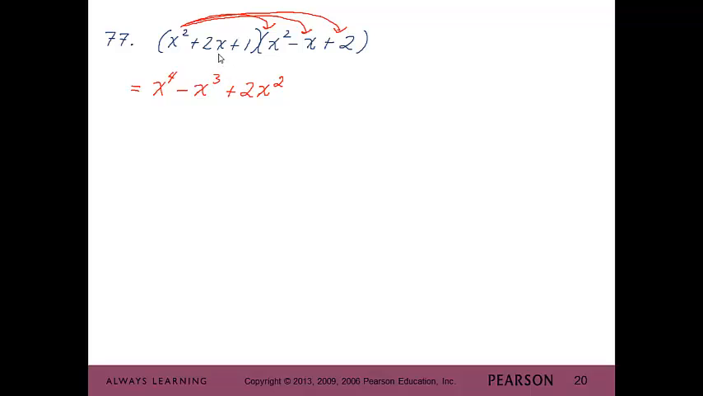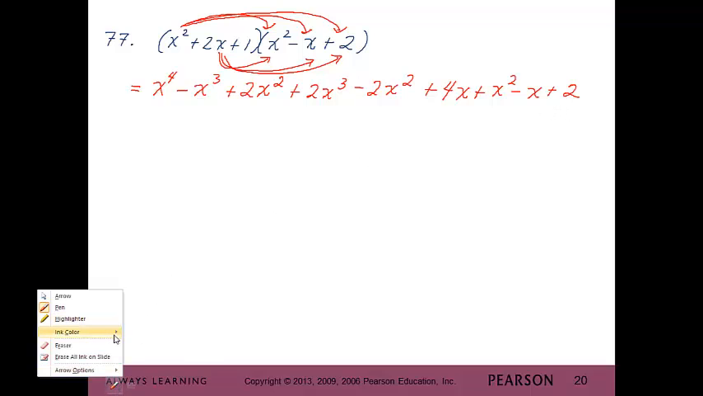And then moving on, we're going to do 2x times x squared, which is going to become plus 2x to the third power. And then 2x times negative 2x is negative 4x squared. And then 2x times 2, which is plus 4x. And then the last one is going to be 1 times everything in the second. So that's just going to be plus x squared minus 2x plus 2.